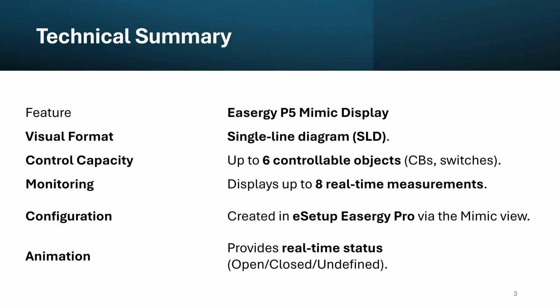Think of the mimic like the GPS map on your car dashboard. You could drive just by looking at the road coordinates and speed numbers, but the map shows you exactly where you are, which turns are available, and whether the road is open or closed. The mimic gives you the same navigation clarity for your electrical switchgear.